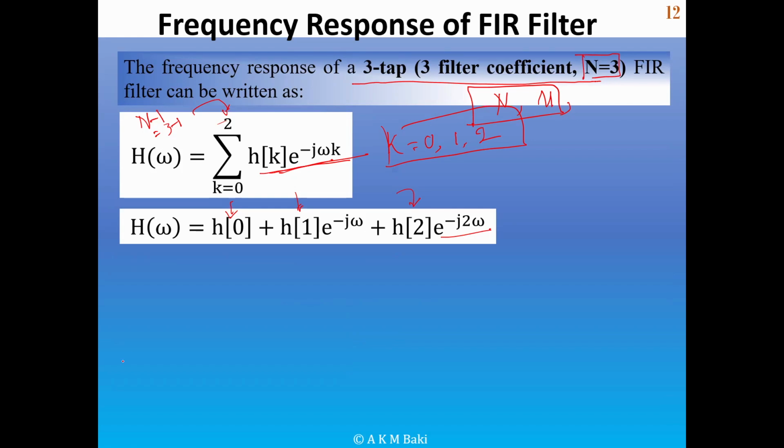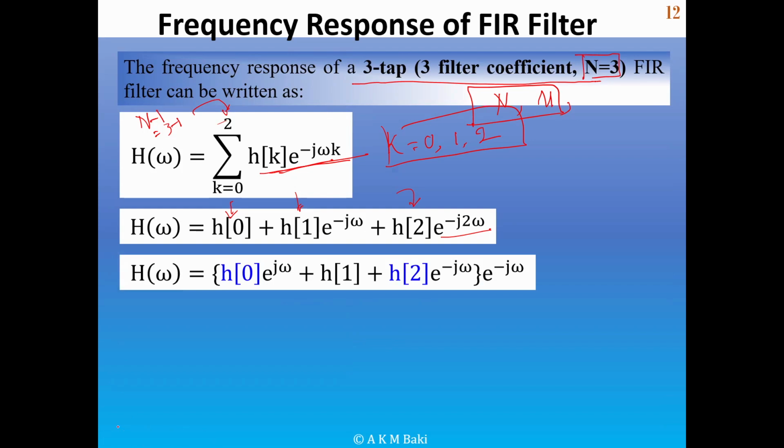After expansion, what is needed is this: you can see in this case this part is written as the product of e to the power minus j omega times e to the power minus j omega. Or the other way, e to the power minus j omega is taken as a common factor from all these 3 terms.